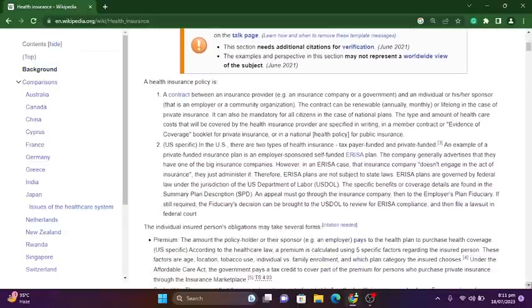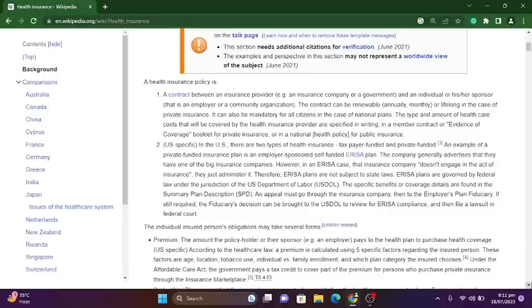So here, number one, a health insurance policy is a contract between an insurance provider, for example an insurance company or a government, and an individual or his or her sponsor, that is an employer or a community organization. The contract can be renewable annually, monthly, or lifelong in the case of private insurance. It can also be mandatory for all citizens in the case of national plans. The type and amount of healthcare costs that will be covered by the health insurance provider are specified in writing in a member contract or evidence of coverage booklet for private insurance, or in a national health policy for public insurance. The second one is US specific.